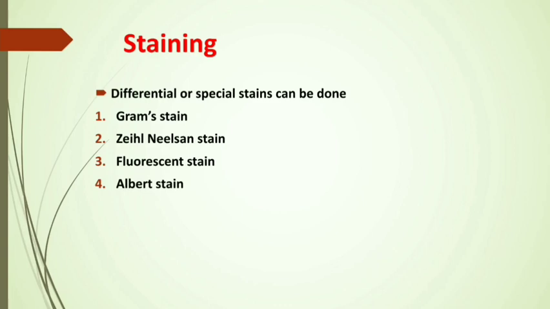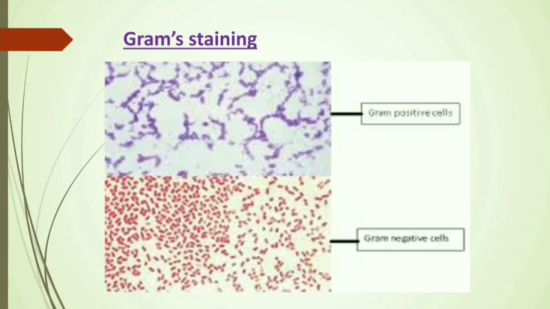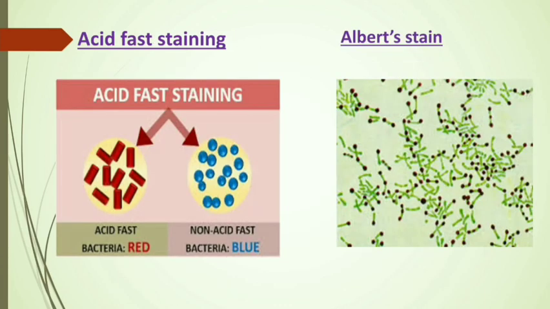To identify a microorganism or a bacteria, we do different types of staining. It may be a differential stain, a simple stain, or a special stain. Some basic stains that are used in the lab are Gram stain, Ziehl-Neelsen stain, fluorescent stain, and Albert stain. Gram stain differentiates between gram-positive cells and gram-negative cells. Acid-fast stain is for Mycobacterium species and non-Mycobacterium species. Albert stain is for Corynebacterium.